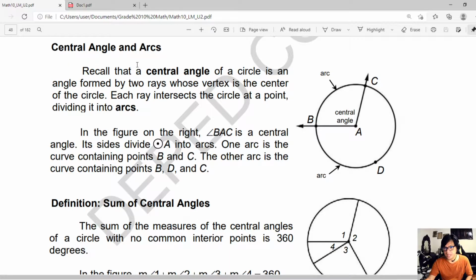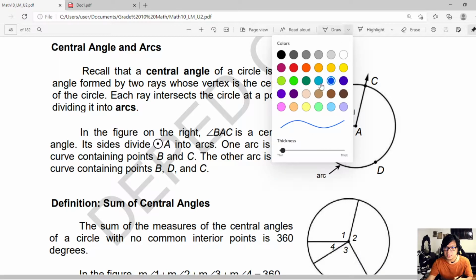Recall that the central angle of a circle is an angle formed by two rays whose vertex is the center of the circle. Each ray intersects the circle at a point, dividing it into arcs. So, for instance, we have an example here. In the figure on the right, each side divides circle A.